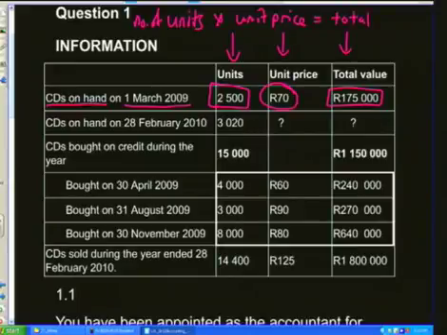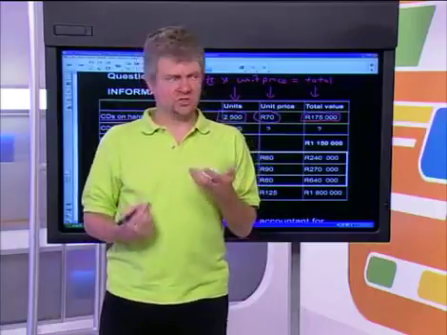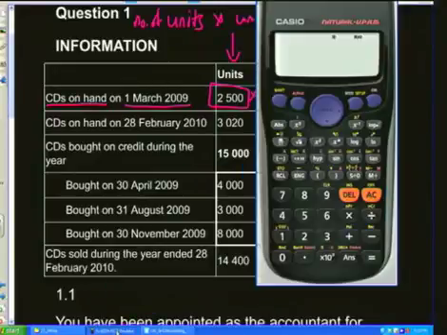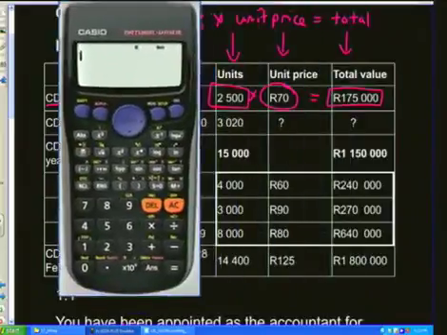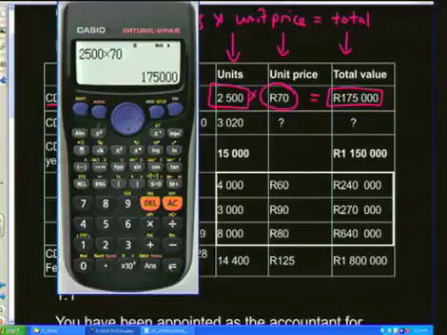That should be quite obvious, because if I've got a shop with 2,500 CDs and each CD is worth 70 Rand, how much are my CDs worth altogether? Very easy. You just multiply them out and it gives you the answer of 175,000. I trust them, but let's check that it is correct. If we take the calculator, 2,500 units worth 70 Rand each gives me a total of 175,000 Rand.